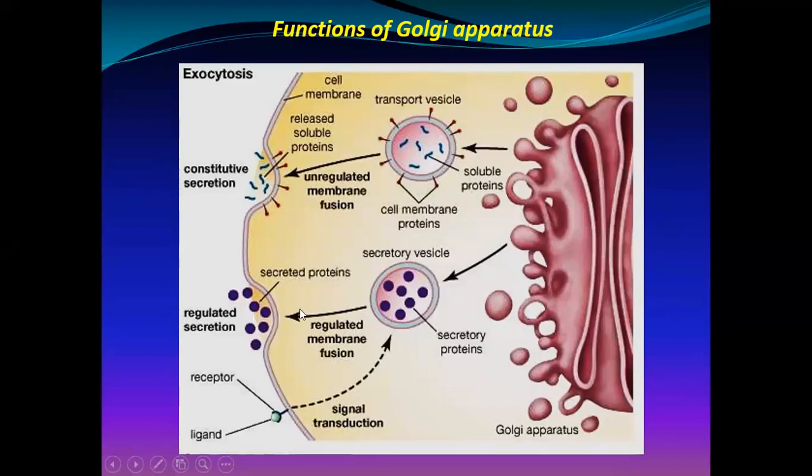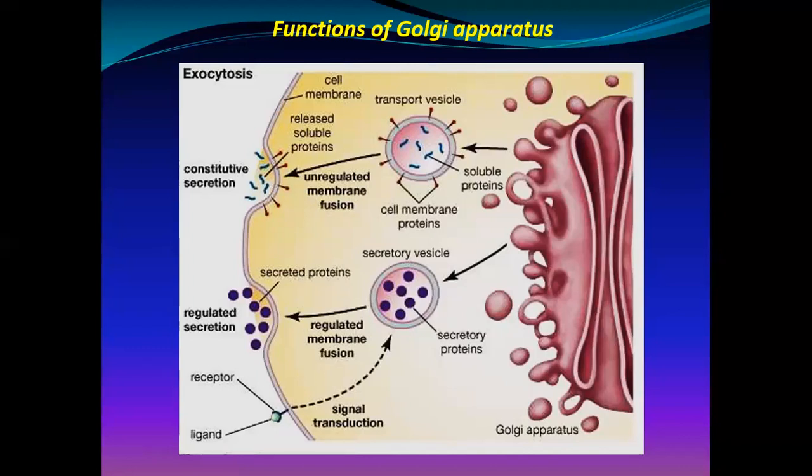This is a regulated membrane fusion. Here, the membrane fusion is not regulated, right? There is no interference. But here the vesicles come and fuse with the cell membrane, and then the contents are secreted. So this is what you call hormone secretion, regulated secretion. So there is regulated secretion and unregulated secretion. Unregulated secretion is called constitutive secretion, and regulated secretion is called regulated secretion.